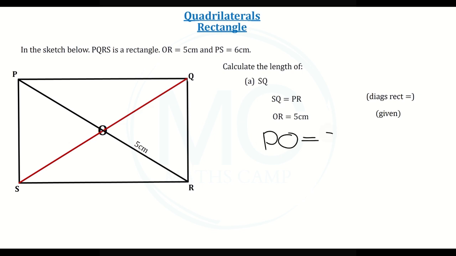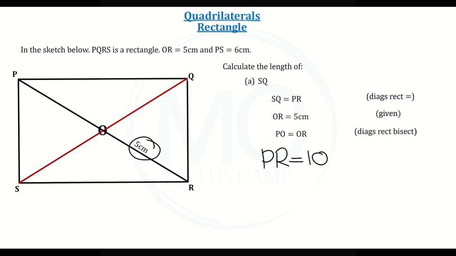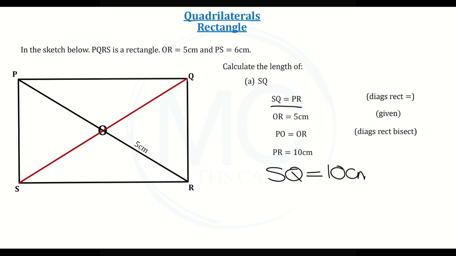is the same size as OR because the diagonals of a rectangle bisect each other. So if OR is 5 centimeters, then PR must be double that, which means that PR is equal to 10 centimeters. And since we know that SQ is equal to PR, then we can see that SQ is also equal to 10 centimeters.